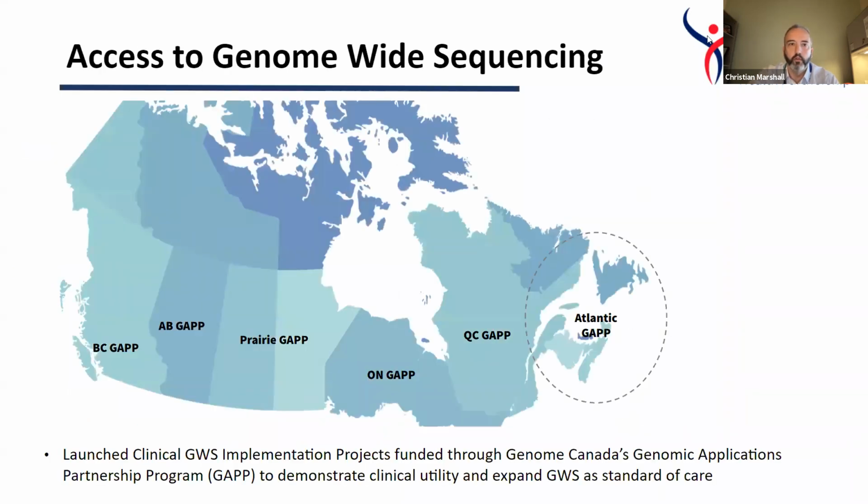So on that front of access to genome-wide sequencing, as I said, a lot of that data is sent out of country right now. It's hard to get back, and if we do get access to it, it's siloed. So right now, there have been initiatives launched to counteract this and to try to implement genome-wide sequencing in the different jurisdictions. So there have been these programs across the country. There's 6 of them. You can see the different regions. This is through the GAP partnership program. And this is really to demonstrate the utility and expand genome-wide sequencing as standard of care. So that's one thing that's been done.